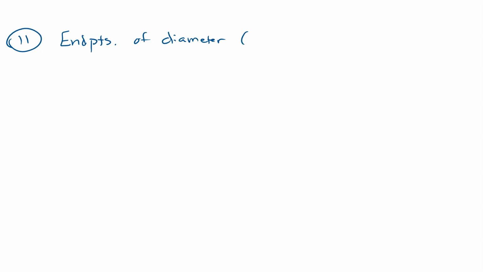So the endpoints of the diameter were going to be negative 6, 0, and we were going to end up having 0, negative 2. Now remember, the diameter of a circle goes across a circle, and so these would be your endpoints, and it goes right through the center. Now there are several things that will help you with this one.